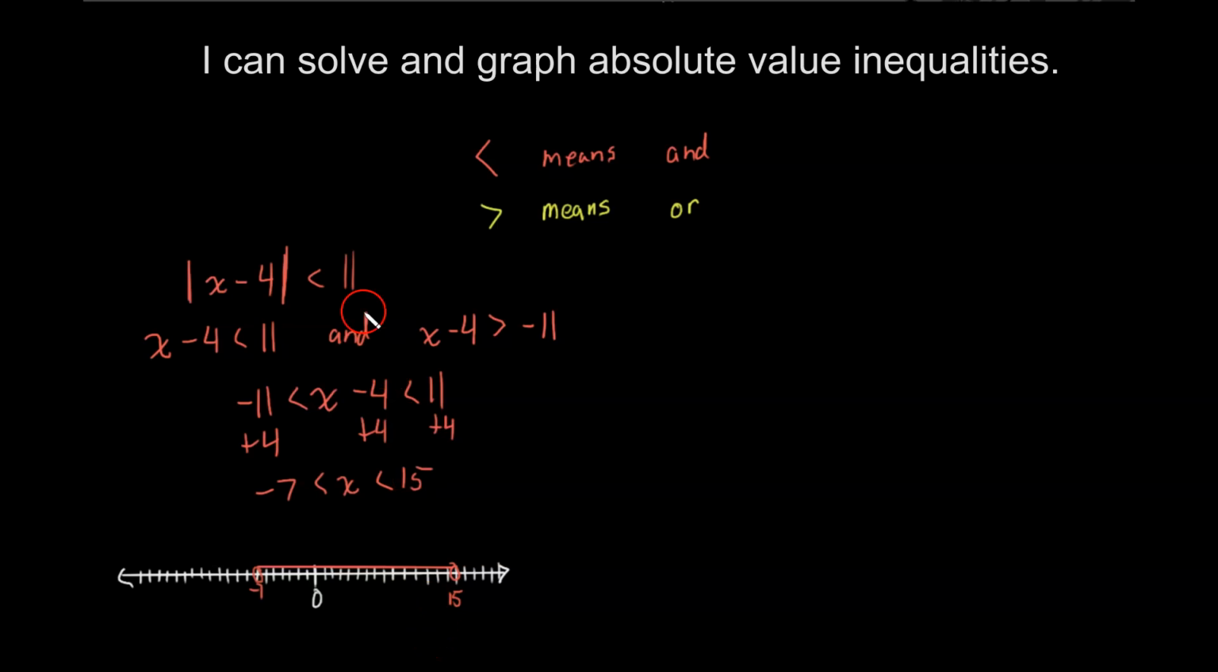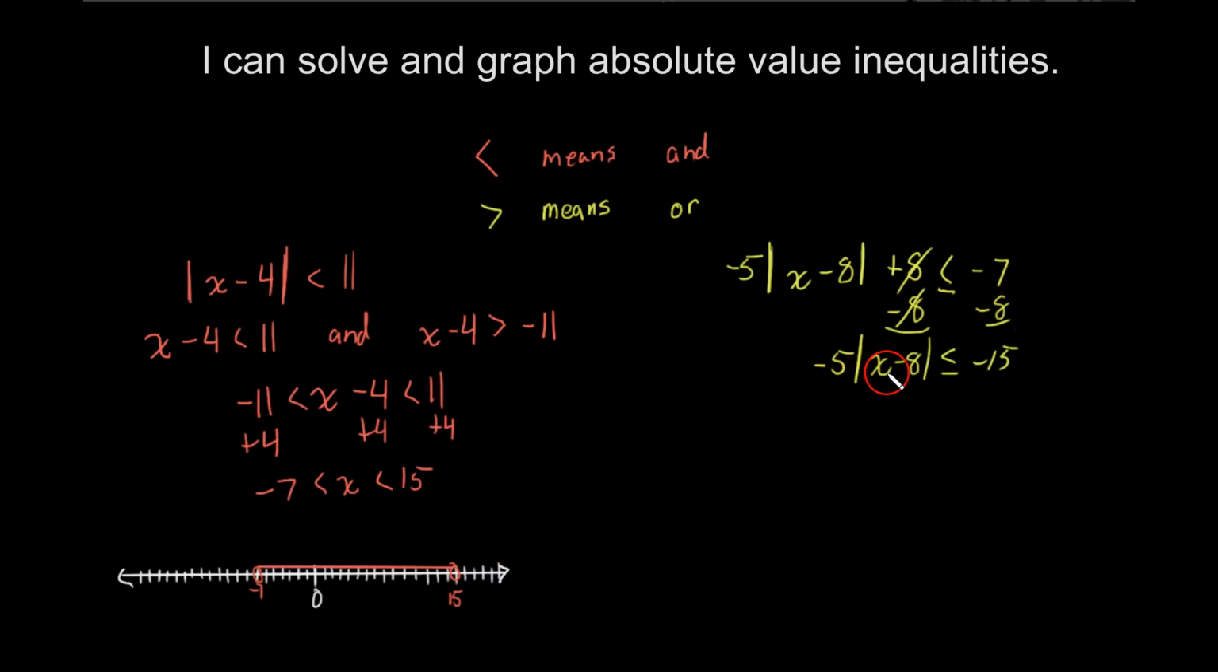Let's look at one more example. I'm given negative 5 times the absolute value of x − 8, plus 8, is less than or equal to negative 7. I need to get this absolute value by itself. I treat it like one big variable, so I subtract 8 from both sides. That gives me −5|x − 8| ≤ −15. Now I need to divide by negative 5.